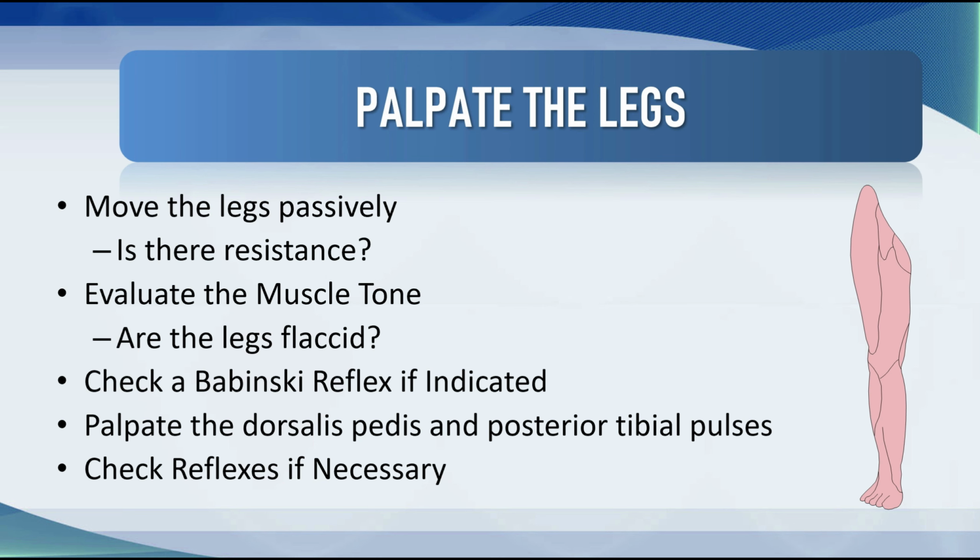Palpate the legs. Move the legs passively and look for resistance. Look at the muscle tone. Is it normal? Is it hypertonic? Is it flaccid? Is there cogwheel rigidity? Check a Babinski reflex. Check other reflexes if necessary, and palpate the dorsalis pedis and posterior tibial pulses. If you can't palpate them, you don't feel anything, it's worthwhile doing a Doppler assessment of them.